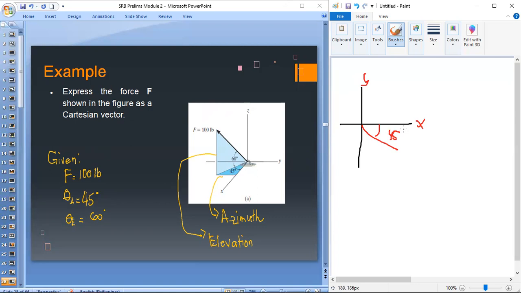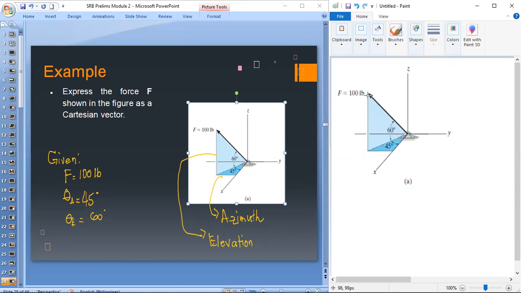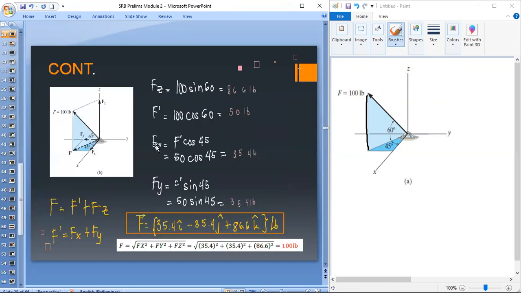45 degrees. And then your elevation, referring to Z, it goes up. This is your angle of elevation, which is 60 degrees. You are given a force of 100 pounds. We will use what I said earlier: force is equal to F prime plus Fz, and F prime is equal to Fx plus Fy. So first is Fz, the force at the z axis, which is equal to 100 sine 60.